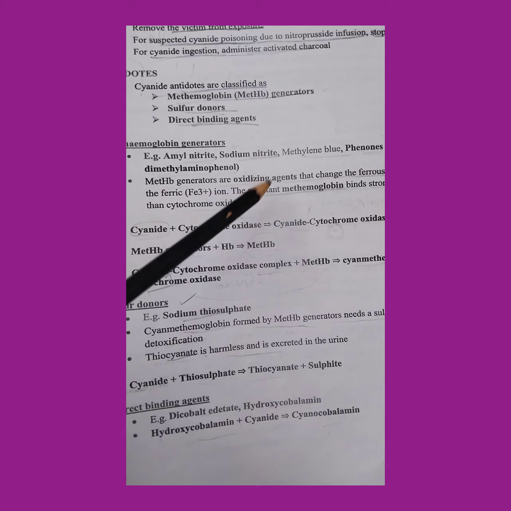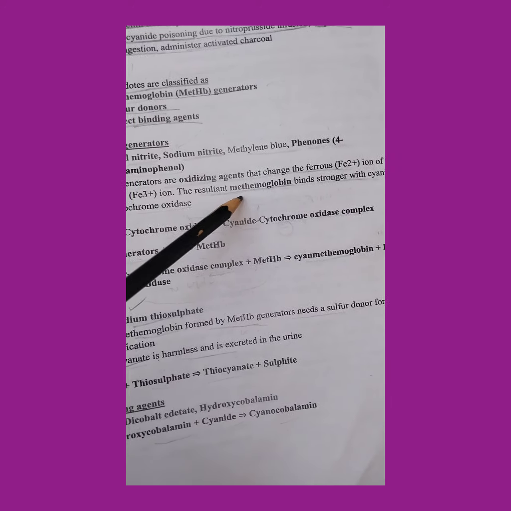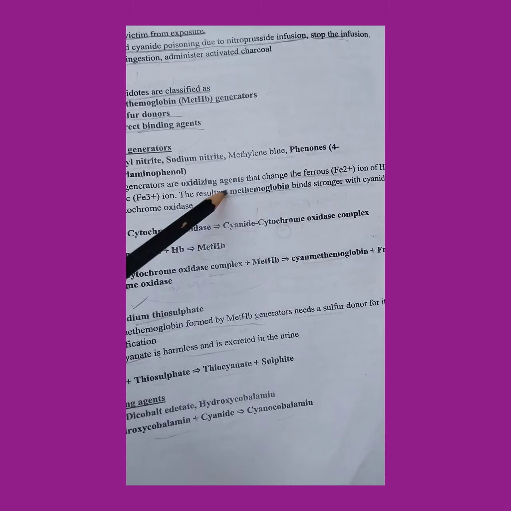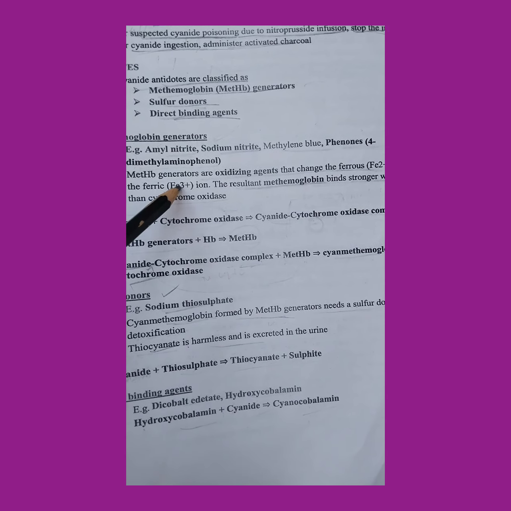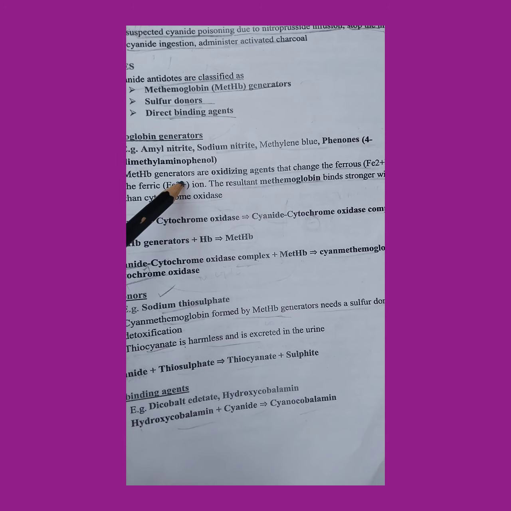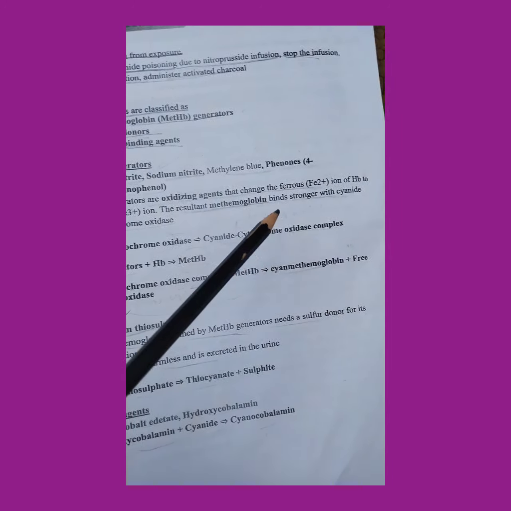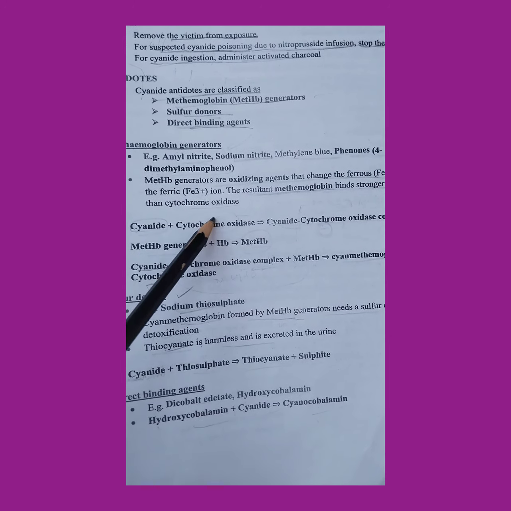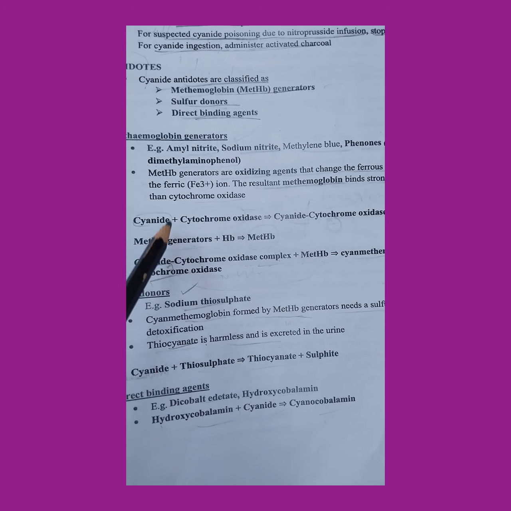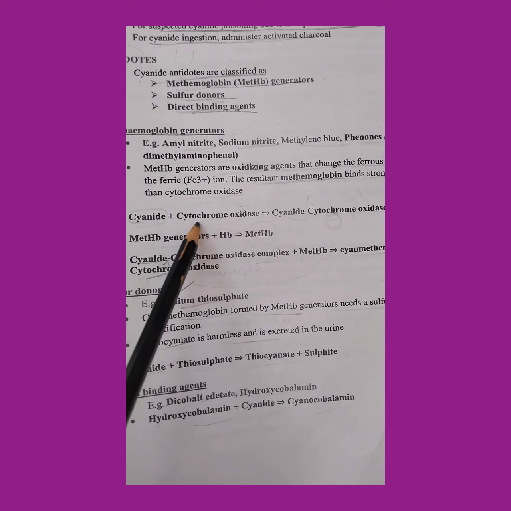Methemoglobin generators are potent oxidizing agents which change the Fe2+ form. Fe2+ is normally present in our hemoglobin, right? This will be converted into the Fe3+ form. Fe3+ is found in methemoglobin. Now there is methemoglobin formation. Methemoglobin binds more strongly with cyanide than cytochrome oxidase does. In the mechanism of action we saw that cyanide inhibits cytochrome oxidase.